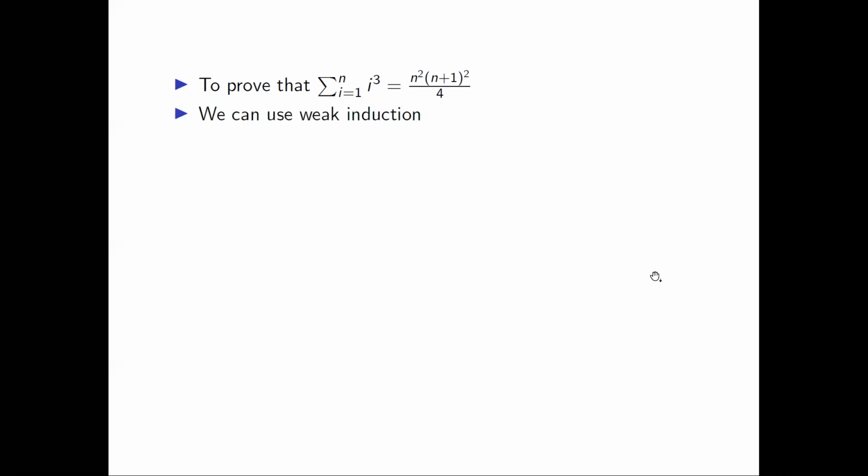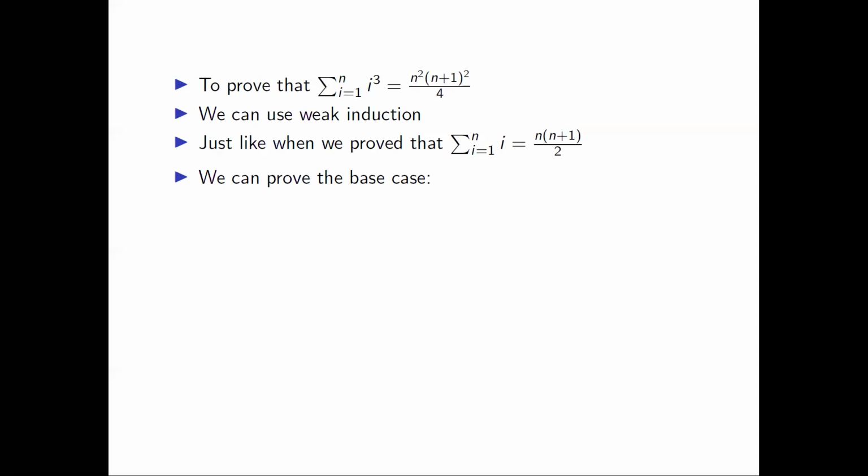To use weak induction, it'll be like the examples we did earlier. We'll do a base case, and that will be real similar to what we did for the sum from i equals 1 to n of i is equal to n times n plus 1 over 2. The method we do here for the induction will be almost the same as that, just with a higher power of i. So here's our base case. The sum from i equals 1 to 1 of i cubed is equal to 1 squared times 1 plus 1 squared over 4. That's true because both sides are just 1.